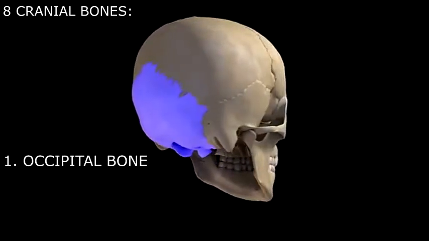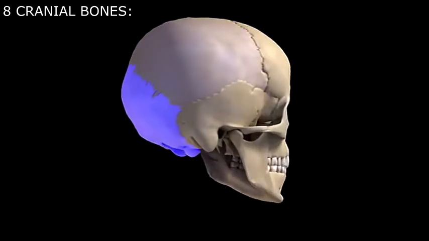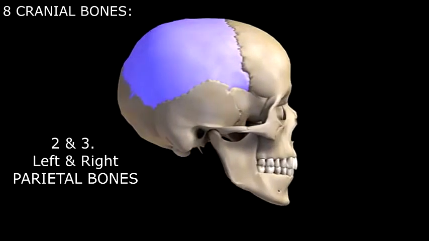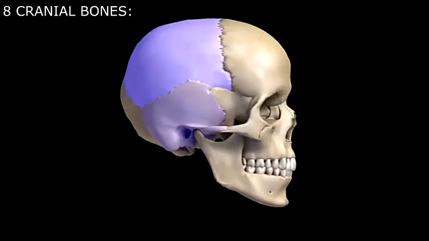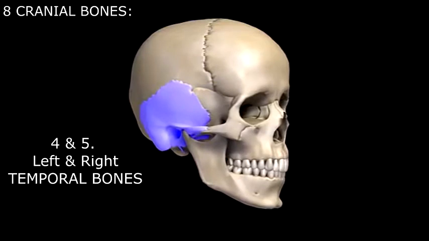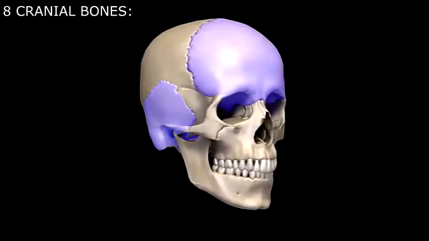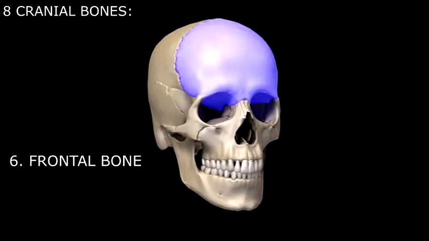This is the occipital bone, located at the posterior side of the skull. These are the left and the right parietal bones. These are the left and the right temporal bones. This is the frontal bone.